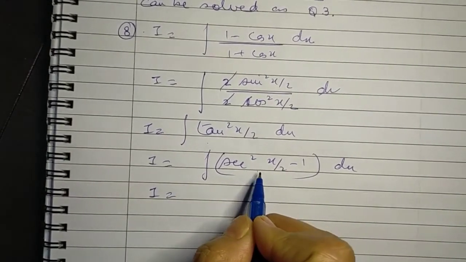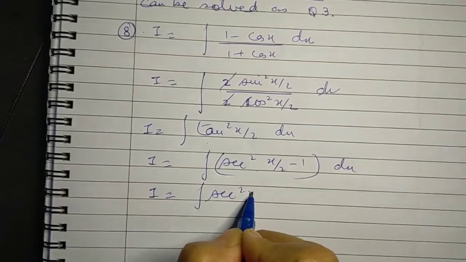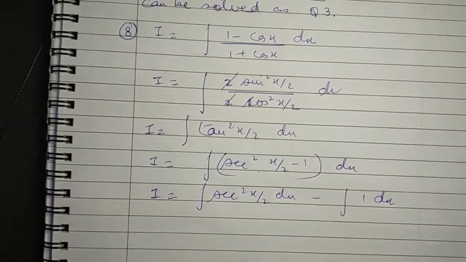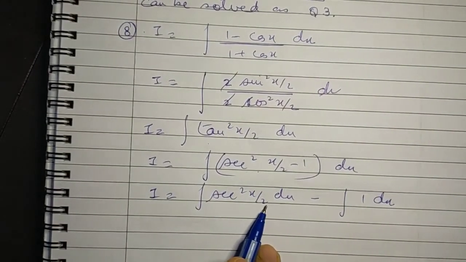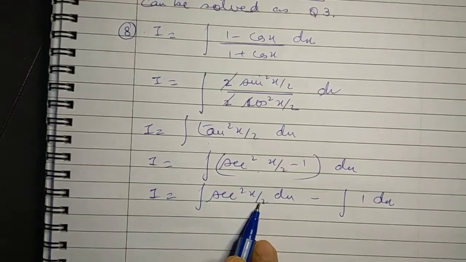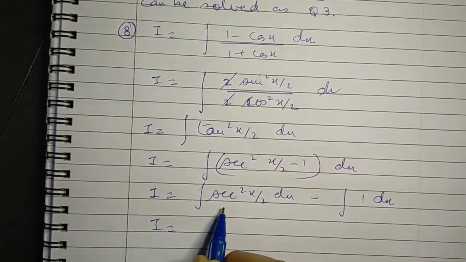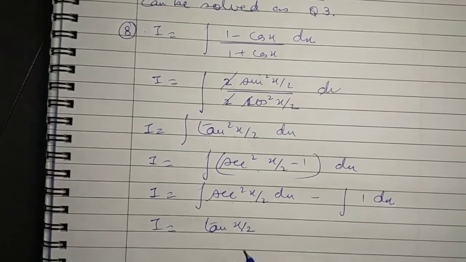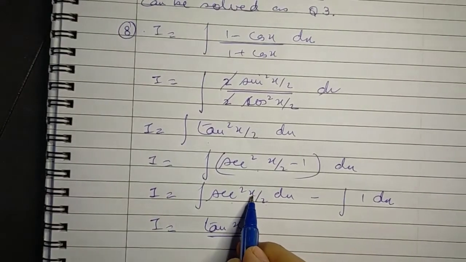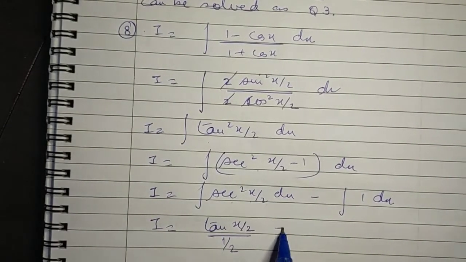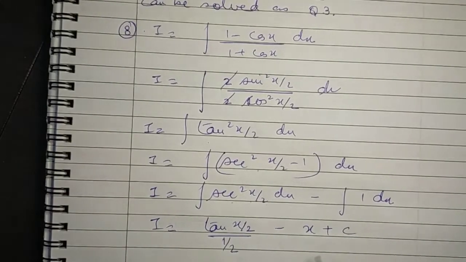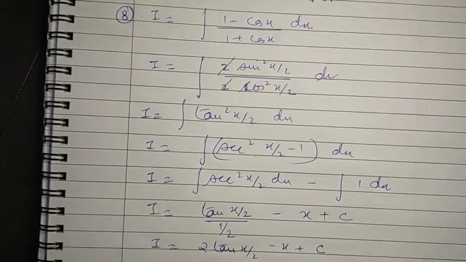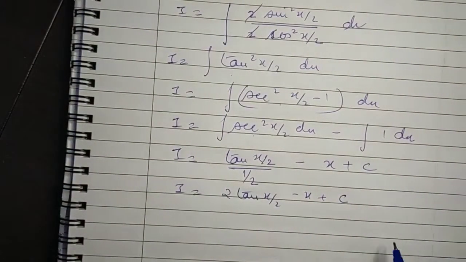Now we can easily get the result as the integral of sec squared x by 2 dx minus the integral of 1 dx. Here, if you want, you can make use of substitution, or you can do it directly. So if I do it directly, what do I get? The integral of sec squared is tan of x by 2 whole upon the coefficient of x, which is 1 by 2, minus the integral of 1, which is x, plus c. So I comes out to be 2 tan x by 2 minus x plus c. This is the first way.